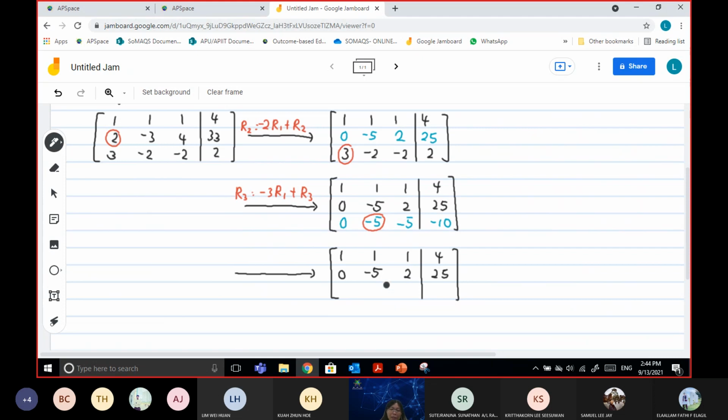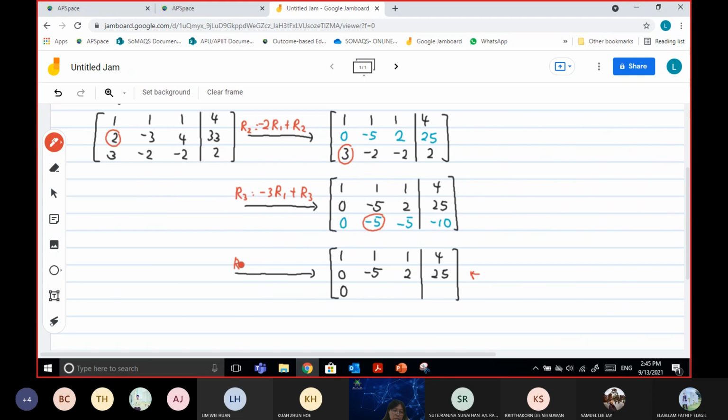Now, I just want to change the second column's third value to be a 0. I cannot apply the first row, because if I apply the first row on the third row, this one can't remain as a 0. Remember, this one we want to remain as a 0, so we don't want to change this. So what we can do is apply what we have in the second row. We need to apply the second row to get the 0 for the third row.